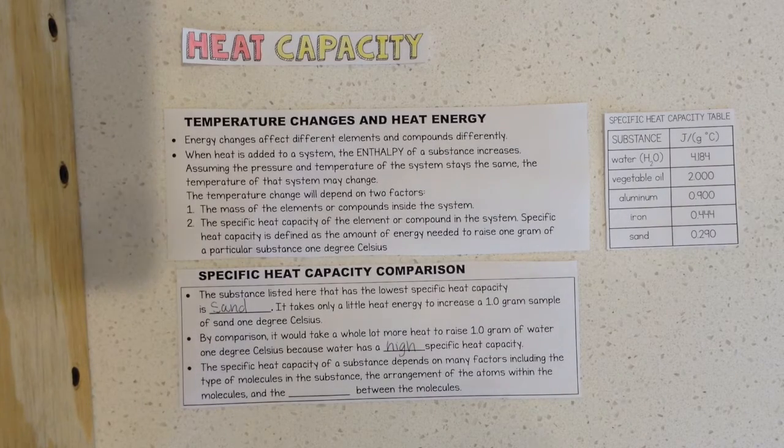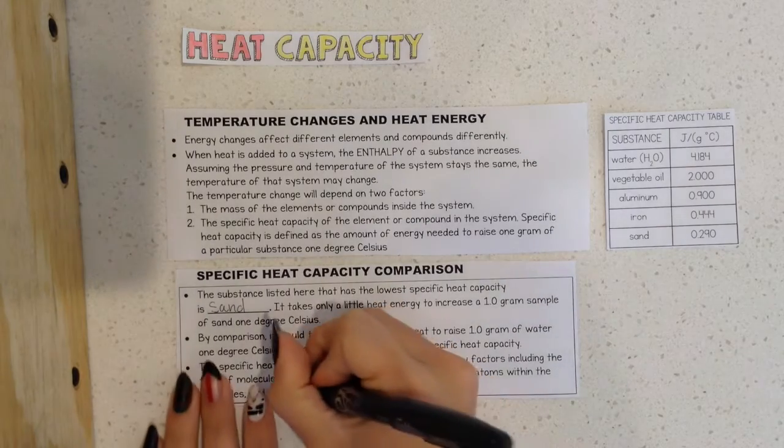The specific heat capacity of a substance depends on many factors, including the type of molecules in the substance, the arrangement of the atoms within the molecules, and the interactions between the molecules.